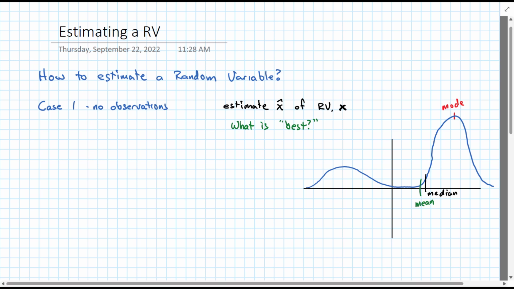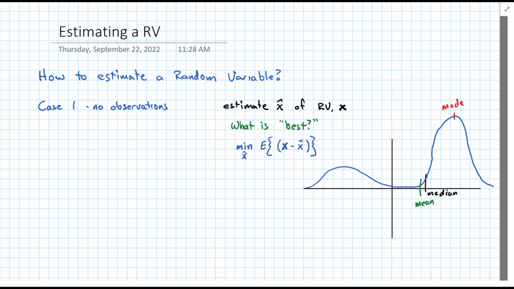One that we're going to use all the time is we want to minimize, as a function of our estimate, the expected value of the random variable minus x hat. This is called the least mean square estimate.